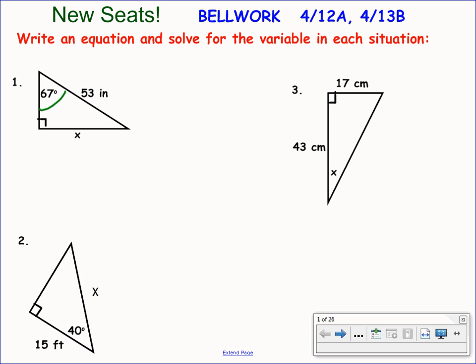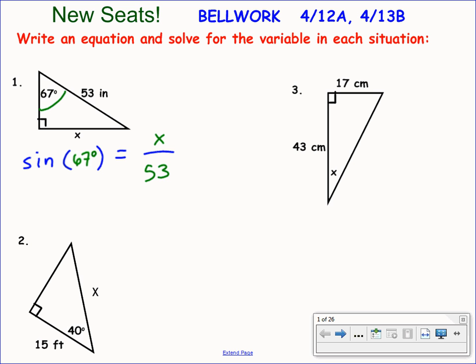Let's go ahead and write an equation then. Sine of an angle equals a fraction, because sine is a ratio. What angle? In this case, 67 degrees. What's my fraction? Well, that's opposite over hypotenuse. In relation to 67 degrees, x is the side length that's opposite it, and the hypotenuse is always opposite the right angle, so that's 53 inches.